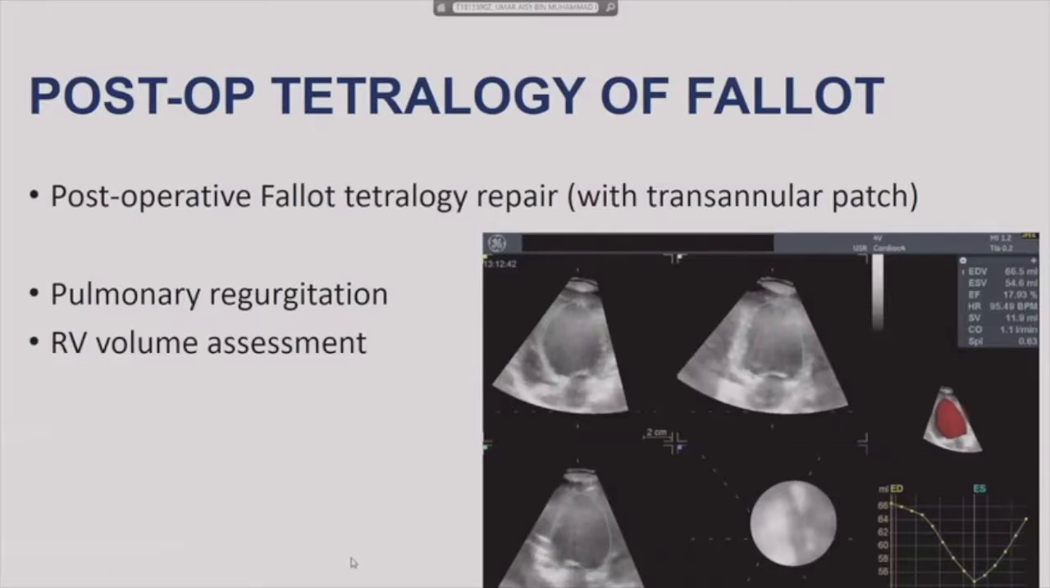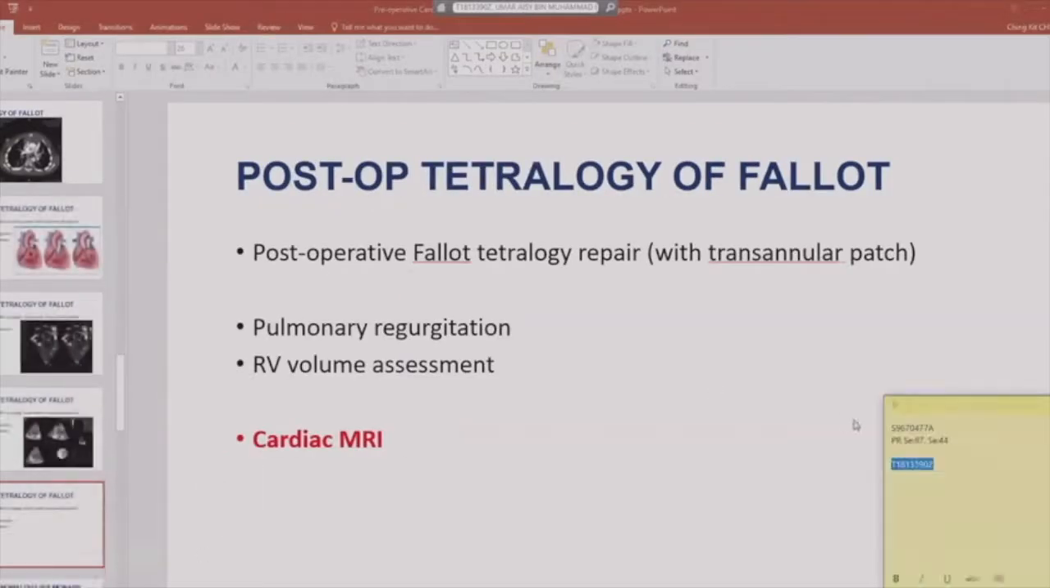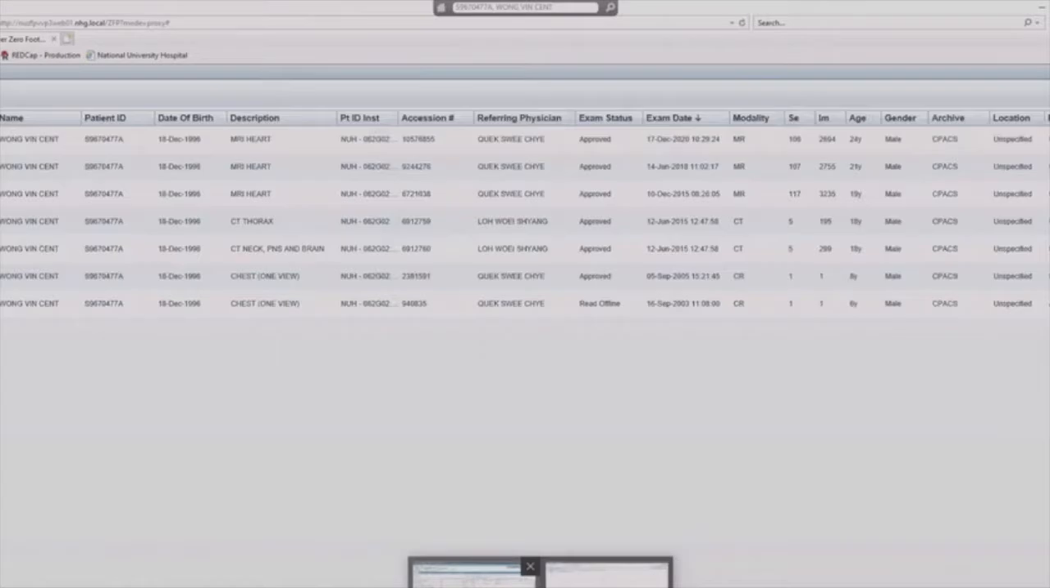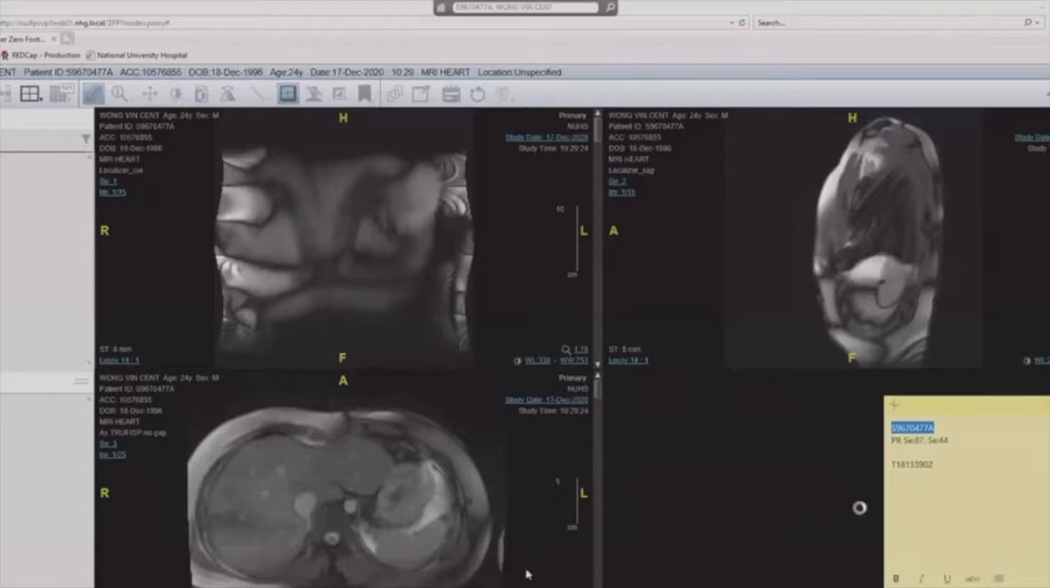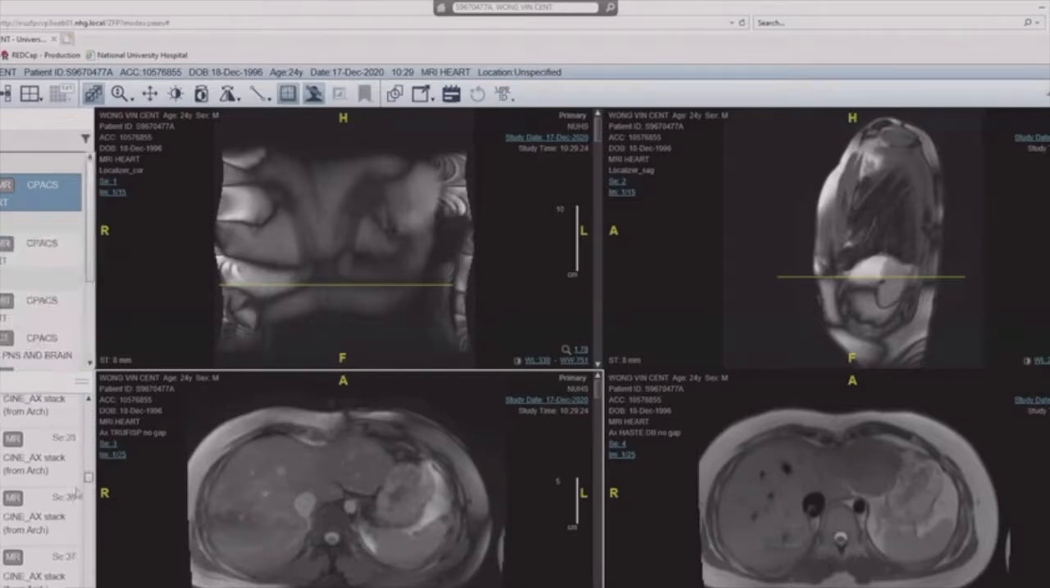And therefore, we have to proceed to doing a cardiac MRI. The cardiac MRI allows us to do volume quantification of the RV where echo cannot do so. And it is highly important for us to know the volume of the right ventricle, an accurate assessment of it, in order to allow us to make a good decision rather than subjecting the child to premature surgery to replace the pulmonary valve.